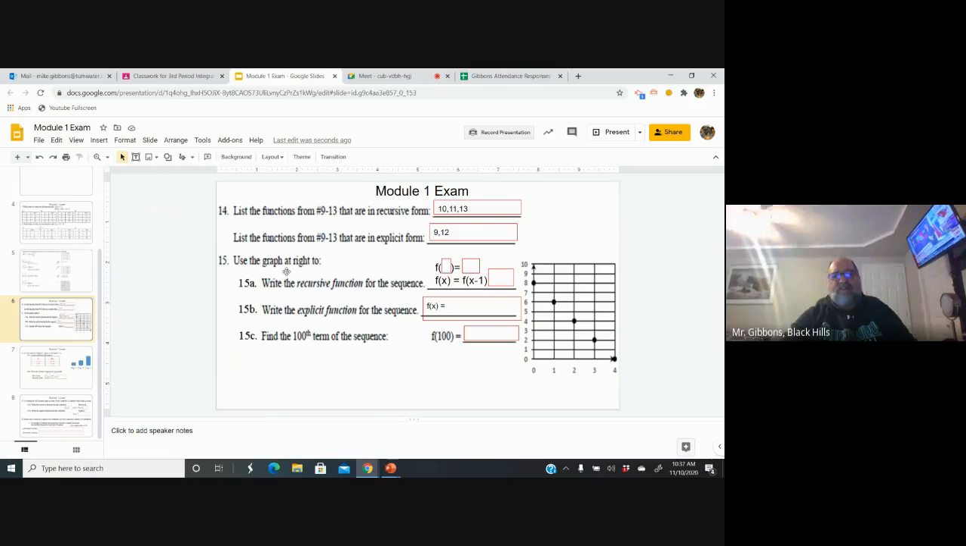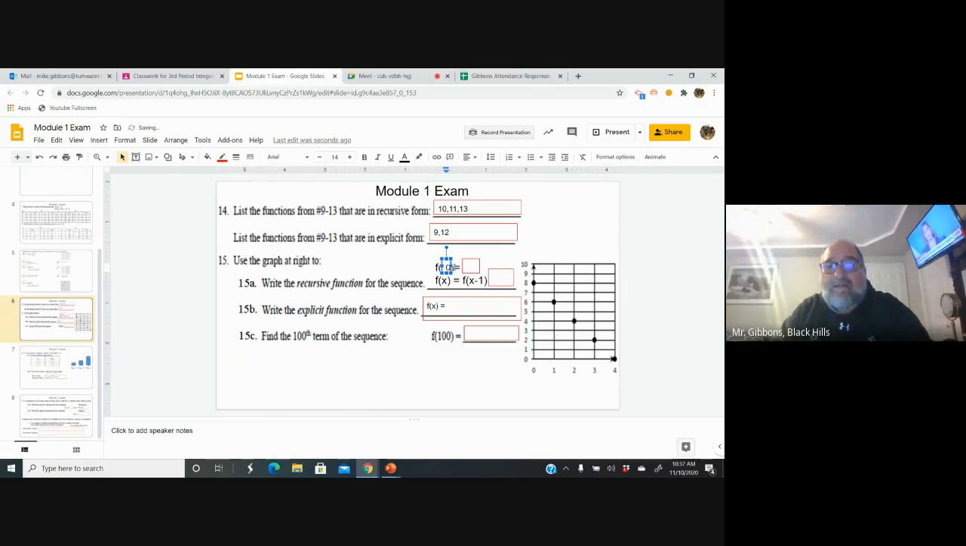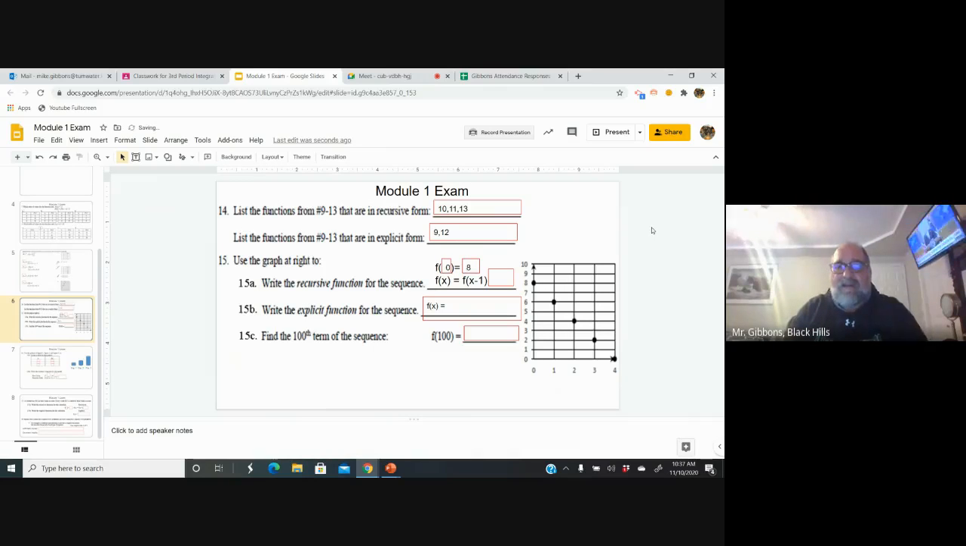All right. Use the graph at the right to write the recursive function for the sequence. I love it. All right, you guys now look. You look at this first point in the graph. The x is 0 and f of 0 is 8. So I'm just going to go over here and I'm going to go, hey, my x is 0, and f of 0 is 8. That's my initial condition in function notation. The first point in the graph, x is 0, and f of 0 is 8.